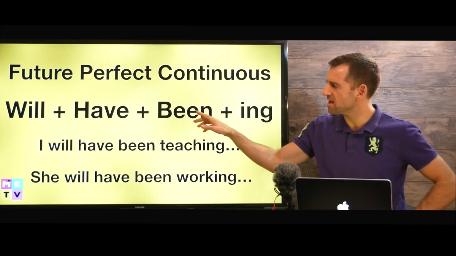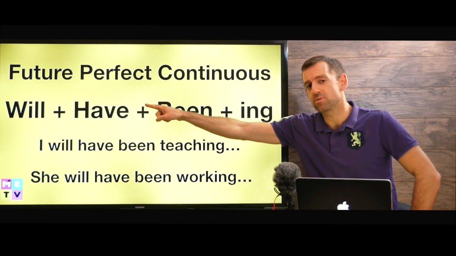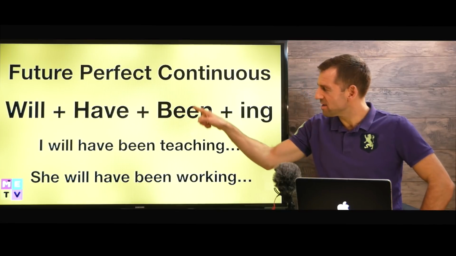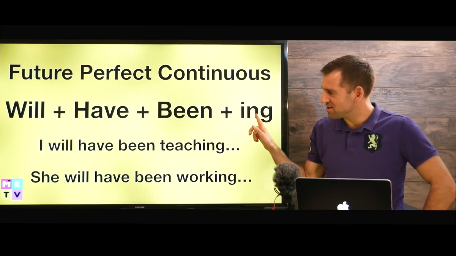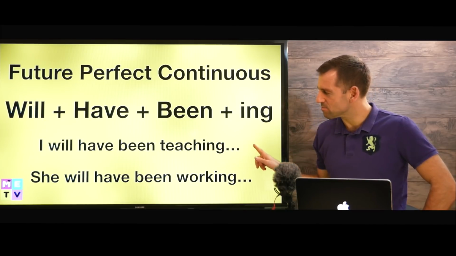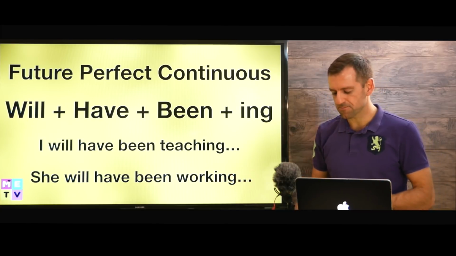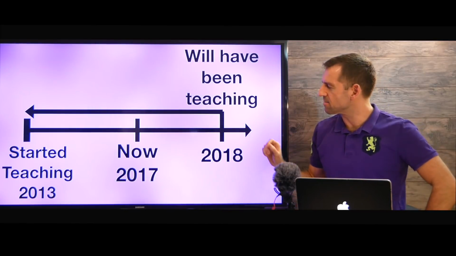Now here's how we make the future perfect continuous. We use the word will plus have plus been plus ing. Okay, like this. I will have been teaching, or she will have been working. Okay, let's take a look at a timeline.